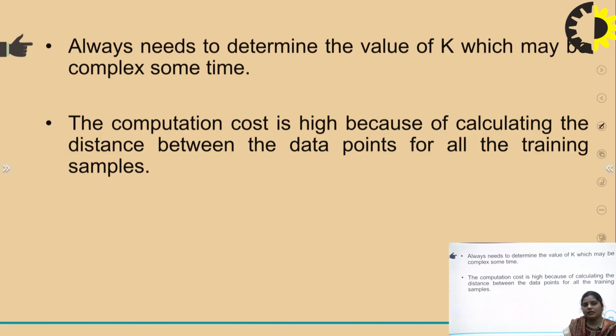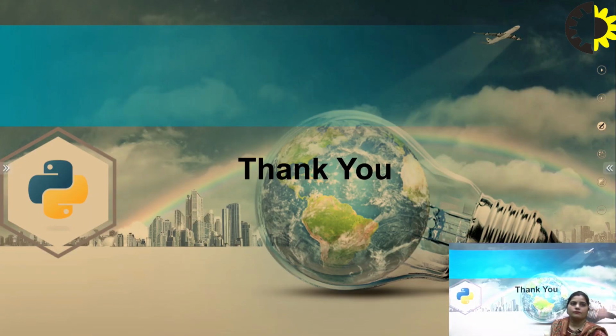So basically, these two are the main disadvantages of this particular algorithm: determining the value of k, and determining the Euclidean distance of all the data points for all the training samples, which may increase the computation cost. Thank you. That's all.